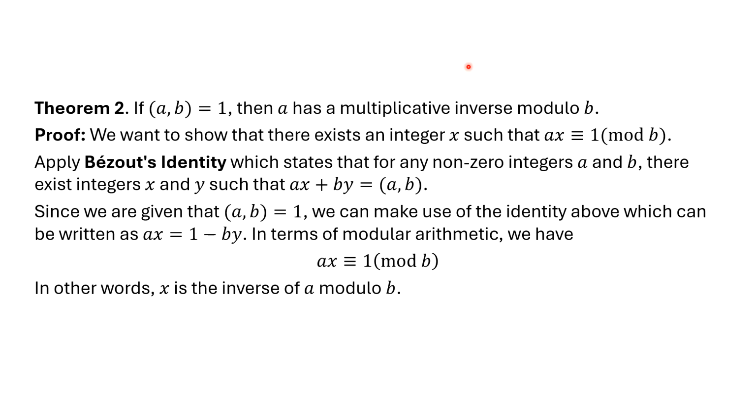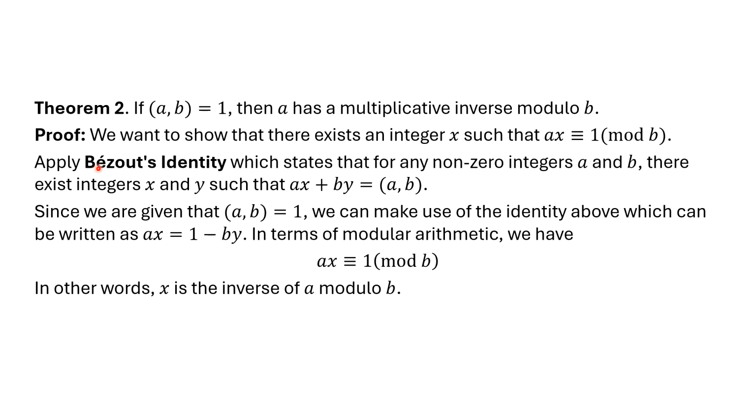I have another theorem here that we'll make use of later on. If the GCD of a and b is 1, then a has a multiplicative inverse modulo b. So for our proof, we want to show there exists an integer x such that x times a is 1 mod b. That's what it means to be a multiplicative inverse of a mod b. That when you take the product, it equals the multiplicative identity.